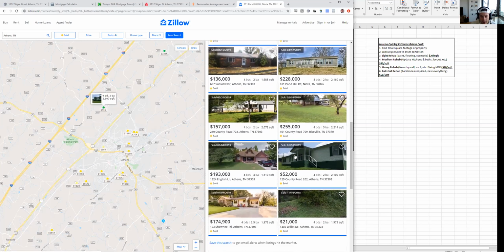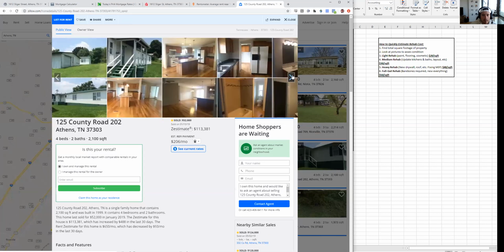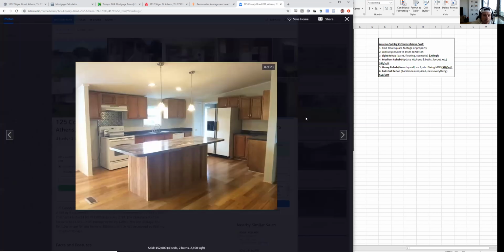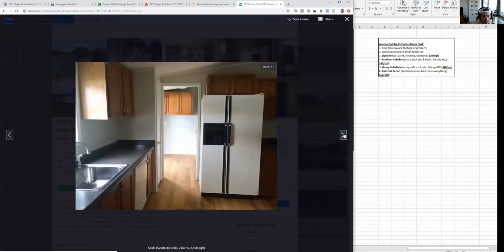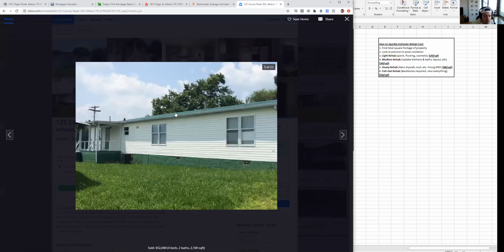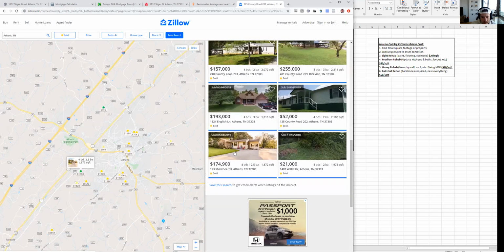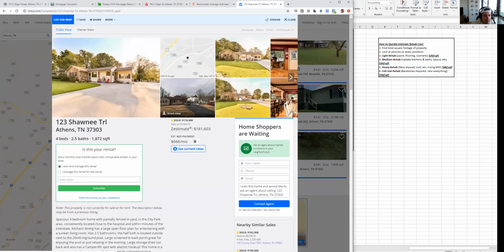Still scrolling down. Let's see, this is a 4-bedroom, 2-bath. Yeah, this one's not too terrible, and it sold for a really cheap amount. Now, it's kind of off the beaten path a little bit, and it looks a little weird. I guess this is a trailer home. Yeah, so that's probably the reason why it sold for a lot less. Let's look at this one, 4.5.